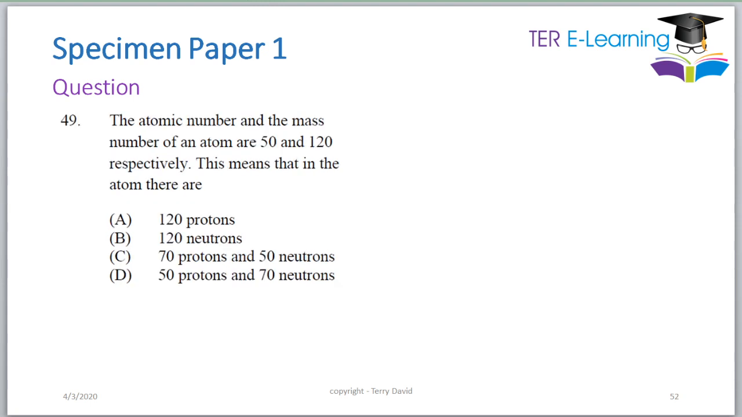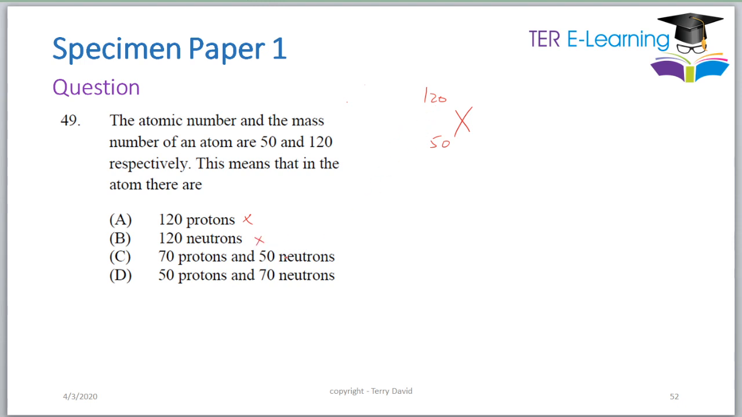Number 49. They gave the atomic number and mass number of an atom. So we have some element. The mass number is 120 and the atomic number is 50. That's what they're telling us. That means that there are 120 protons? That is wrong. It can't be 120 protons. 120 neutrons, that's not true either.